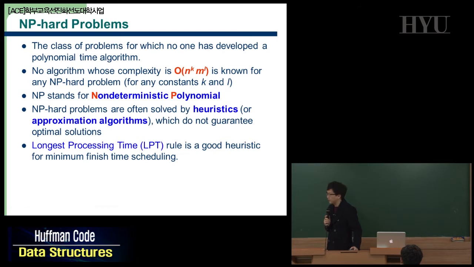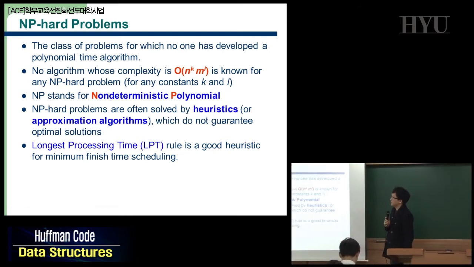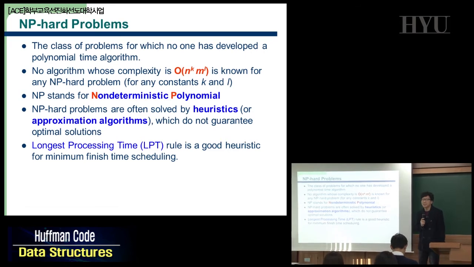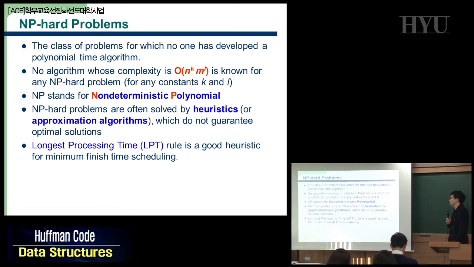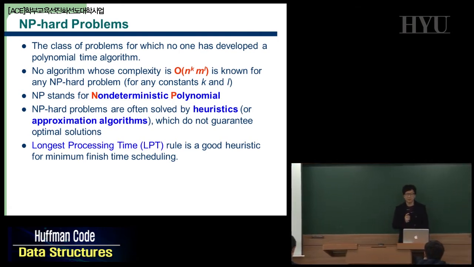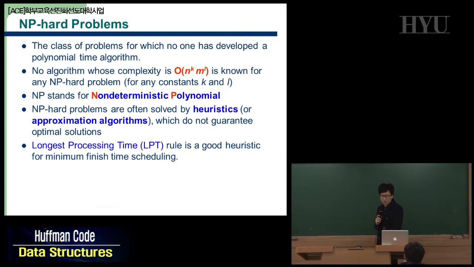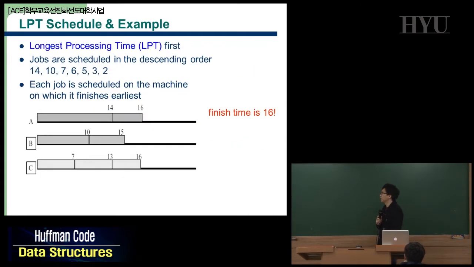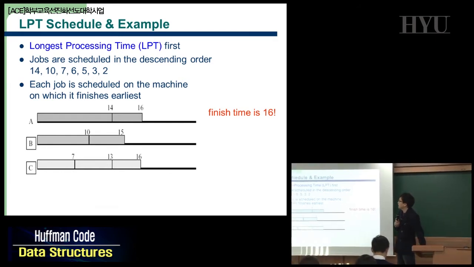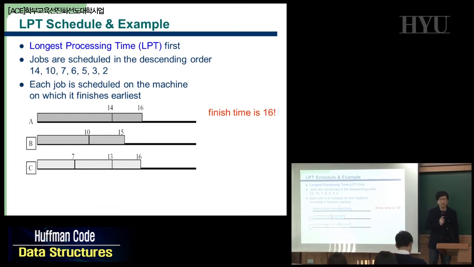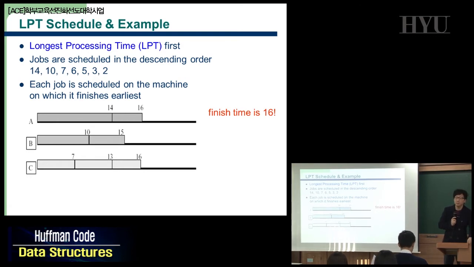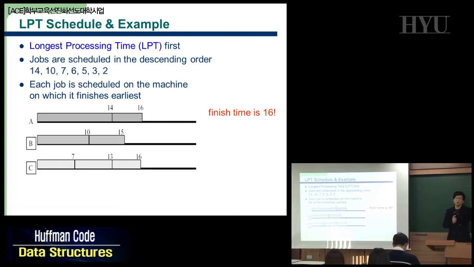One of them, in most cases, is something like longest processing time, LPT. The LPT rule is a good heuristic for minimum finish time scheduling, of course in most cases. What is it? Longest time. So the name speaks for itself: longest one first. Longest processing time first. Jobs are scheduled in descending order. We can do this by using what? Heap sort. We can do this sorting from the scrambled array to this one.